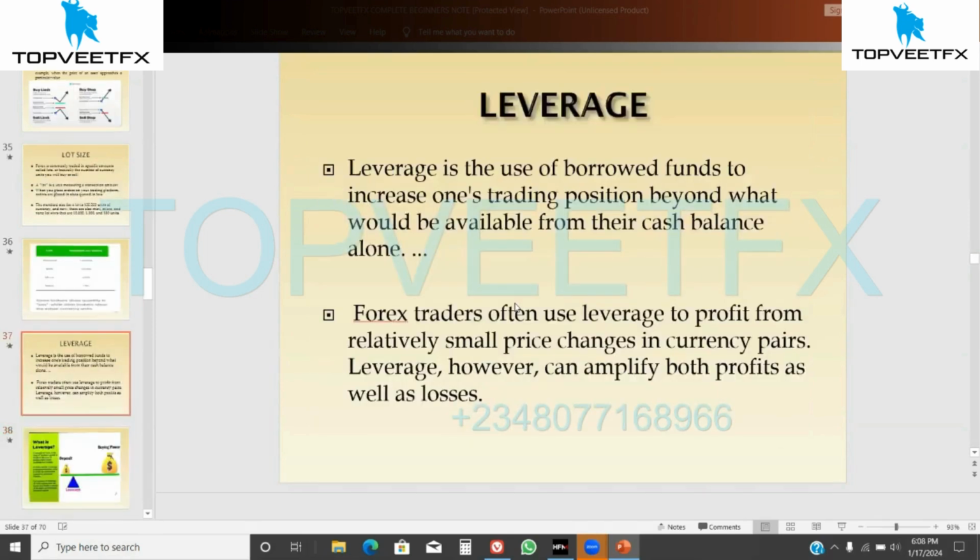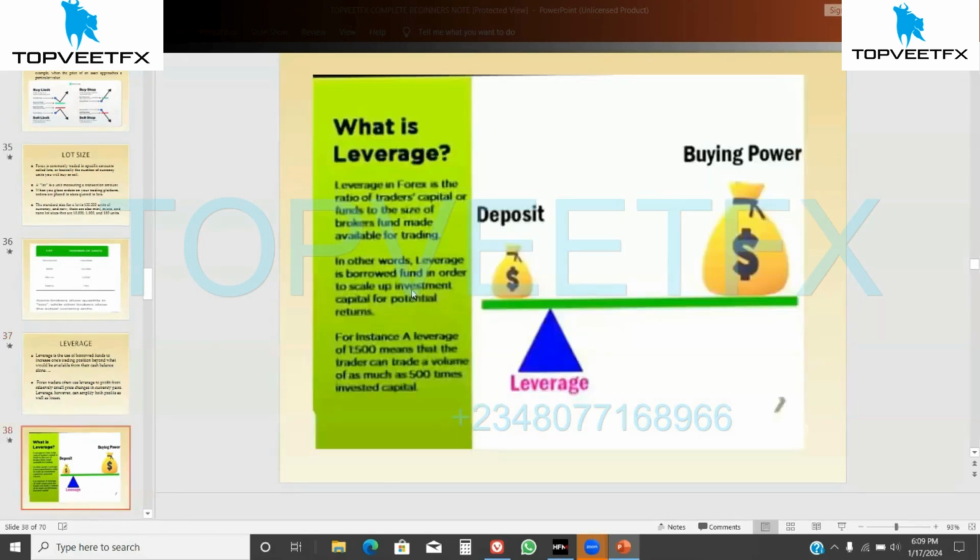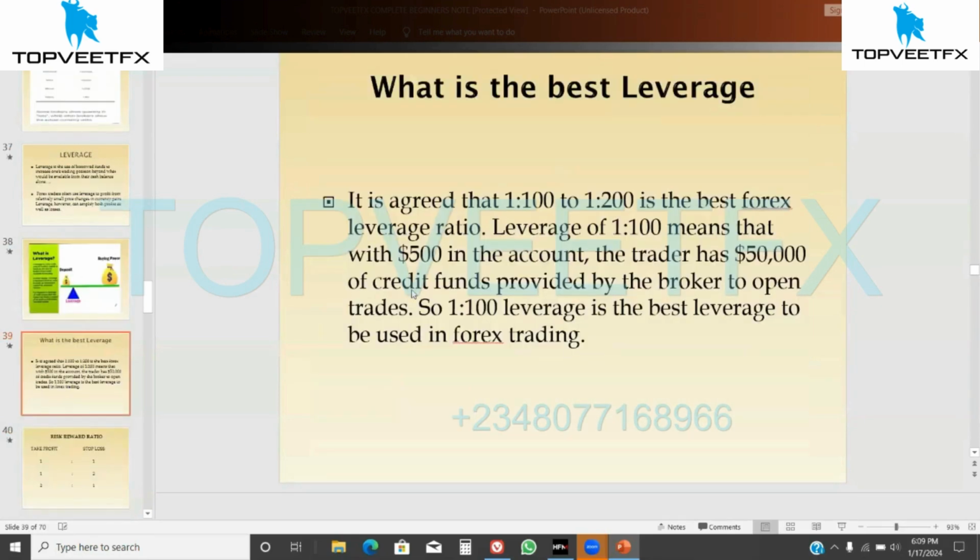And we discussed leverage as borrowed funds that the broker provides for you to maximize and be in a good profit. It can as well amplify both profit and losses. And we discussed that the best leverage to use as a trader is 1:100 or 1:200. And if you are that greedy, you shouldn't use more than 1:500.